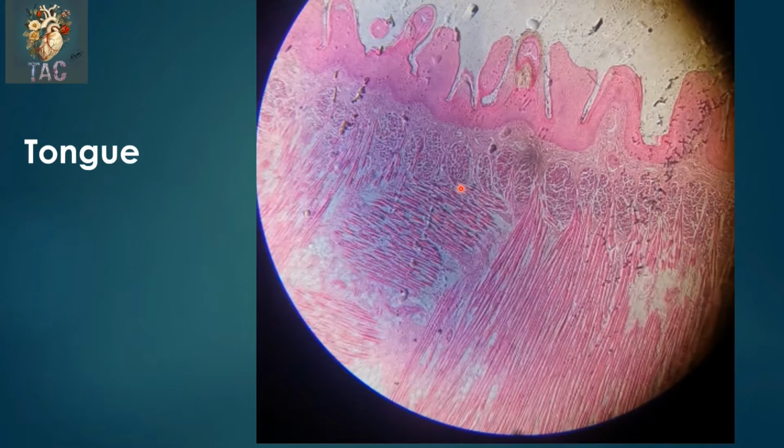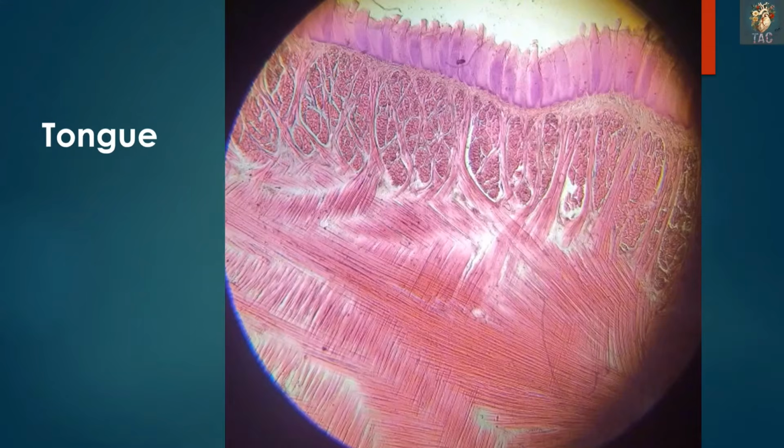So this is another slide of the tongue, and here you can see the different papillas which are present. These are basically the filiform papilla having keratin. Just beneath the papilla you can see a small amount of connective tissue, and then these are the different skeletal muscles which are running in different directions.